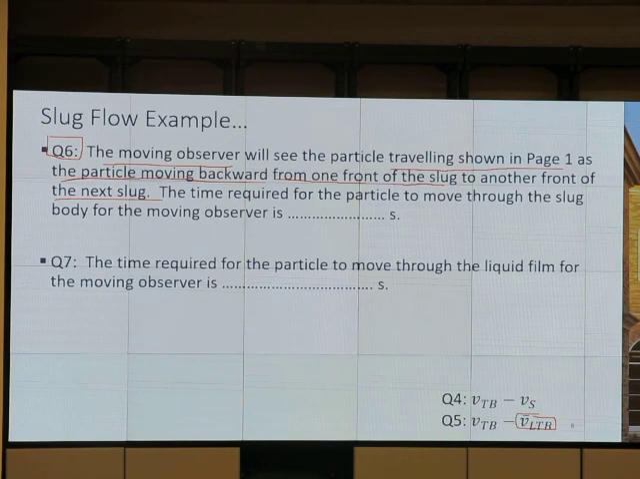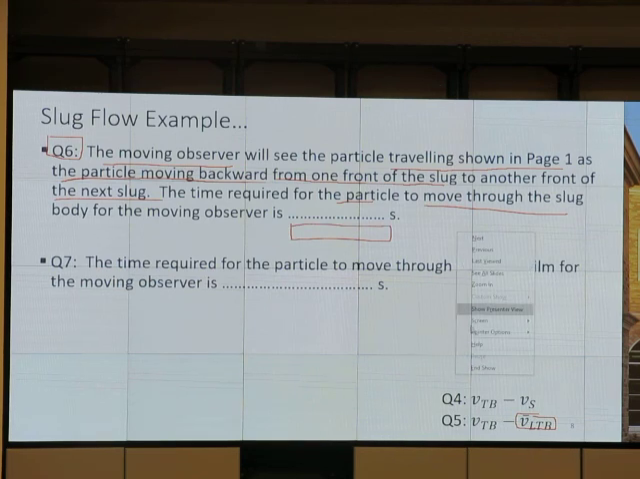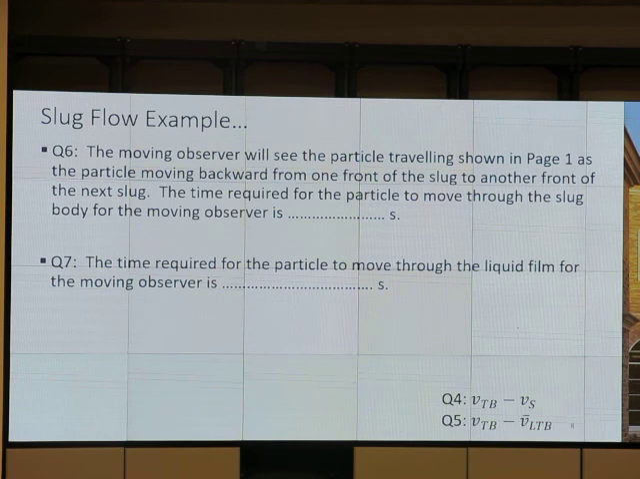The time required for the particle to move through the slug body for the moving observer is how many seconds? Victor. LS over VTB minus VLS. Okay, and then this is the time, right? That's your answer.